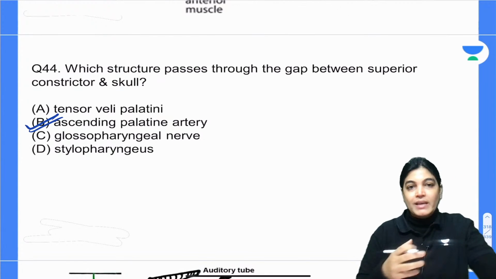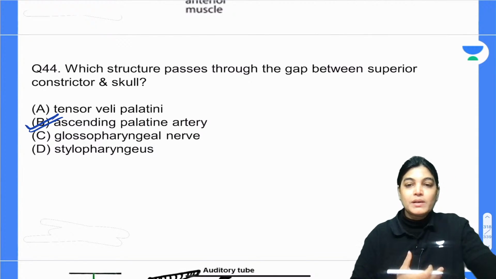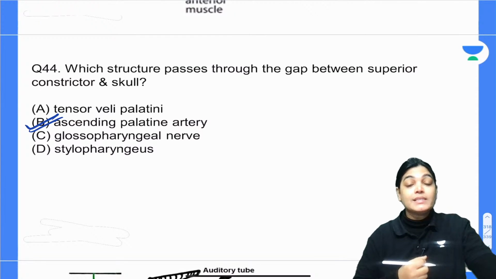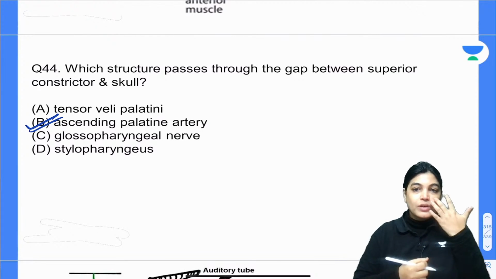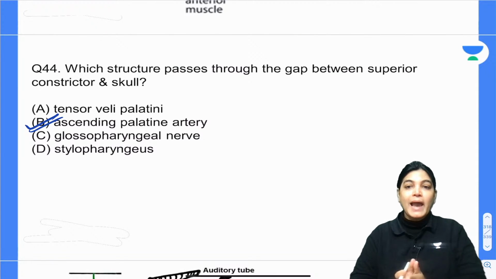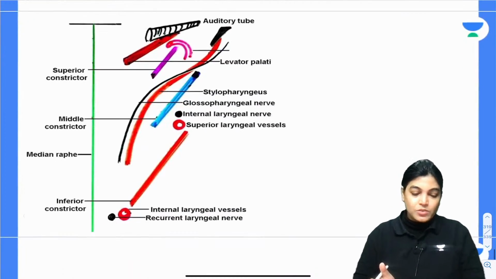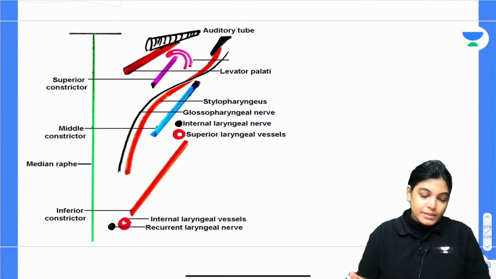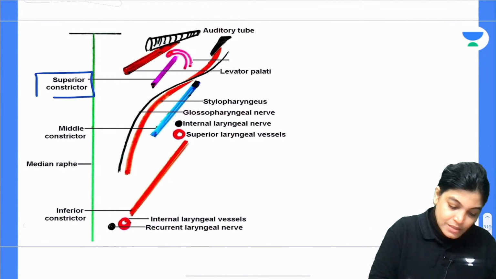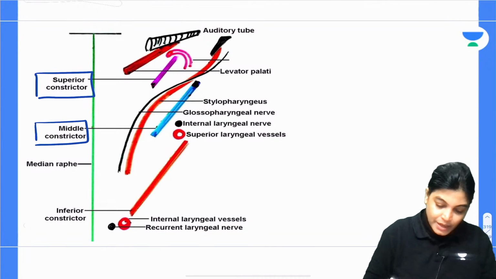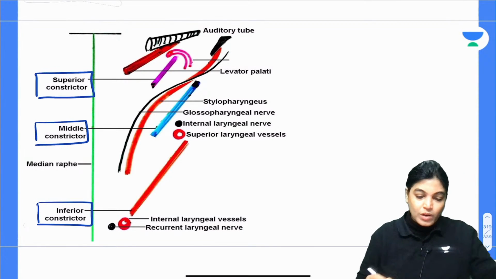So actually this space, which is lying superior to the superior constrictor muscle, the space of Morgagni, has 4 structures traversing. So I would like to explain the gaps lying between the constrictor muscles with the help of a schematic diagram. So see here. This is the superior constrictor muscle, then we have the middle constrictor muscle and then the inferior constrictor muscle. So 4 gaps are there.